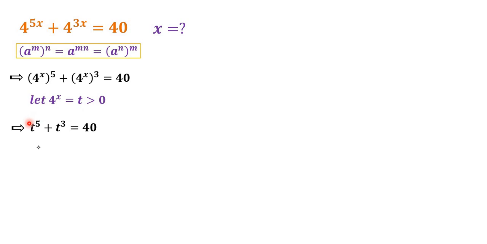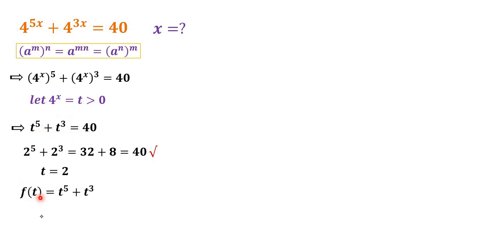For this kind of equation, the power is up to 5, so we can use the strategy of guess and check to quickly find one root. Let's try 2 to the power of 5 plus 2 to the power of 3, which is 32 plus 8, which is 40. So we got one root, t is equal to 2, that works for this equation. So the question is, is 2 the only solution for this equation?